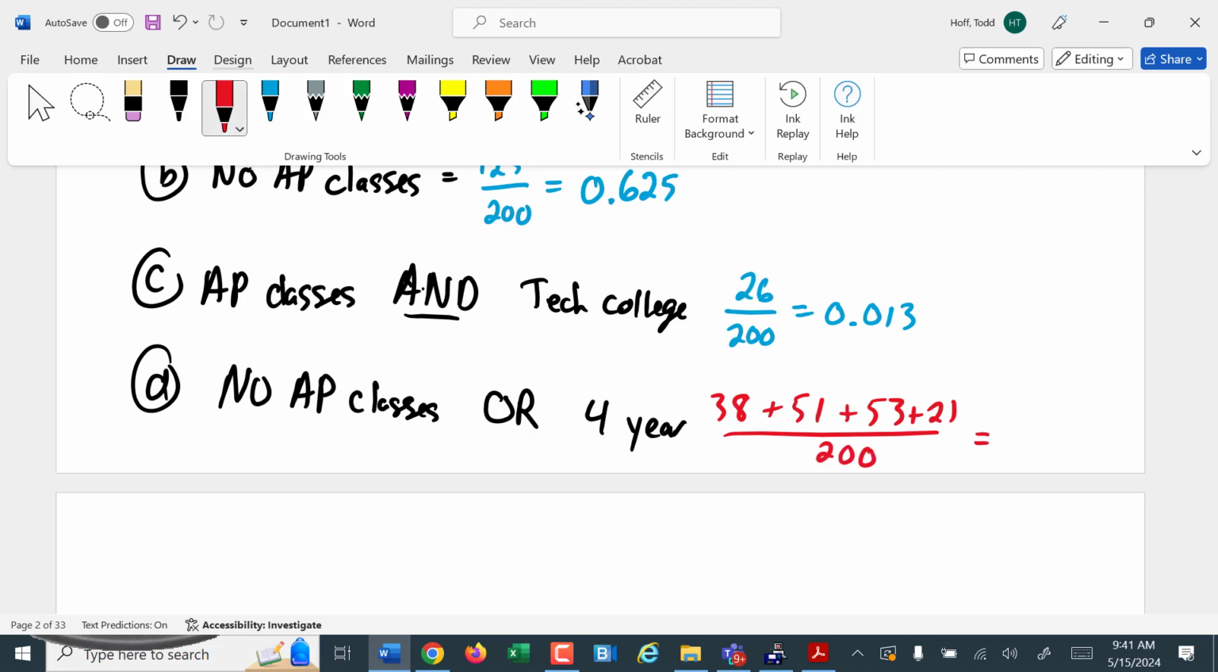So if I add those all up, what do I get? 104, 142, 163 out of 200. If I divide that down, I get 0.815 probability.